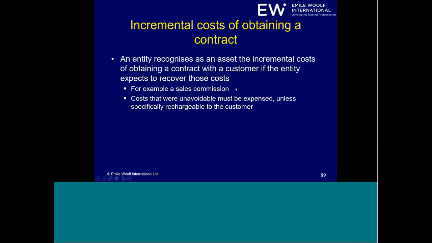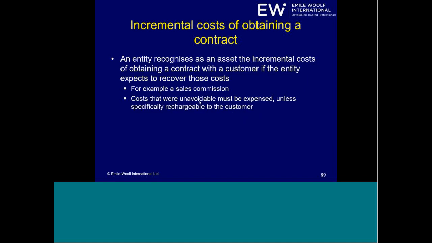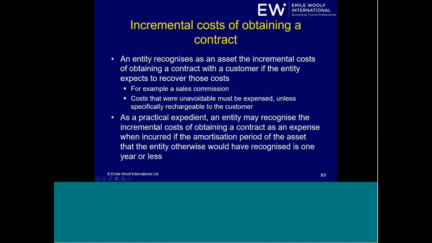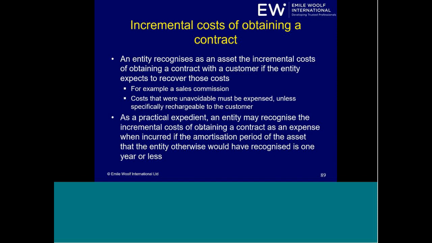Now, the practical expedient is that you can recognize the incremental costs of winning a contract as an expense instantly when incurred if the capitalization and subsequent amortization would all take place within 1 year. And that's kind of pretty obvious, isn't it? I mean, it's over the top to capitalize and then amortize, where that would all take place within 1 year. It's not actually one accounting period, it's within 1 calendar year.